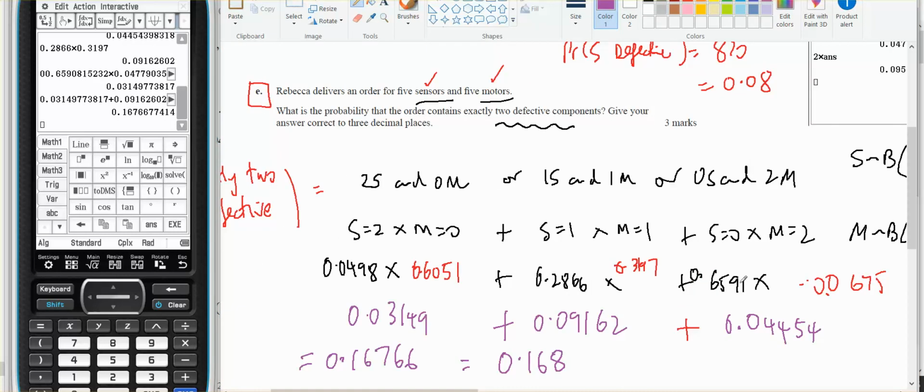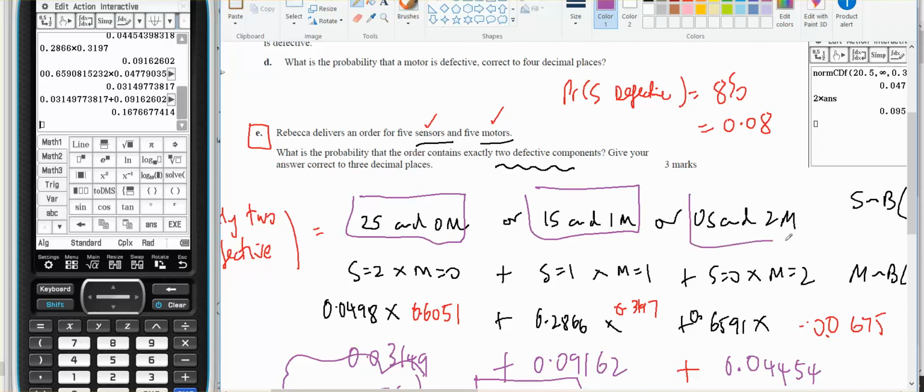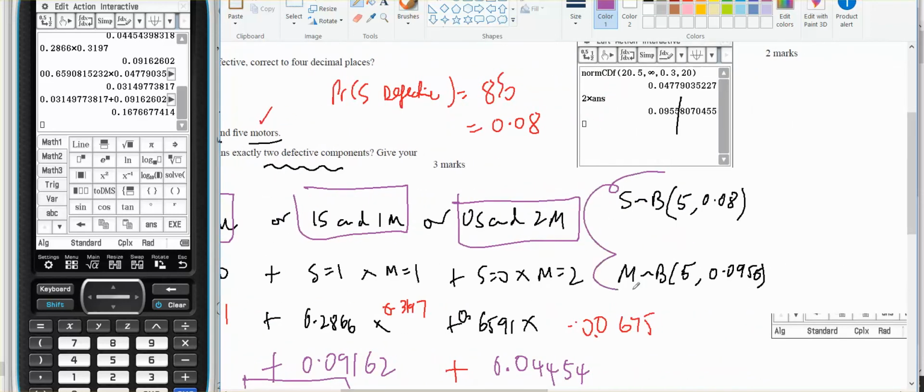Okay, continuing that process gives me a grand total of this, which gives me an answer of 0.0168. So I needed to find out about how I have 2 successes and 2 sensors, no motors, or 1 sensor and 1 motor, or no sensors and 2 motors, and the probability of the sensors and the motors were each binomial, and that was obtained from using the previous answers about probability of being defective.